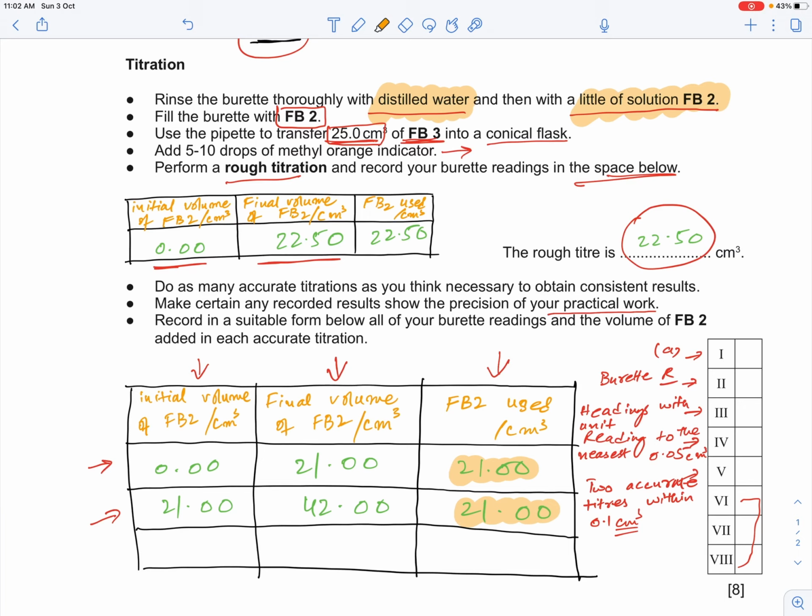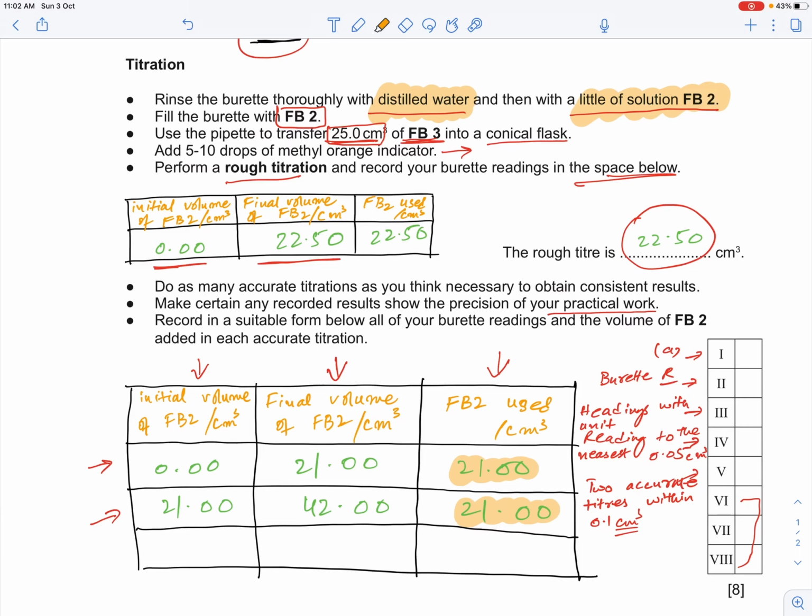So if you get the same results, or results which are within 0.05 cm cube or within 0.1 cm cube, then you don't have to repeat the titration a third time, right? You just need two titrations which have a difference of around 0.05 or 0.1, or they are the same. So I got the same results in both titrations, so I haven't performed any third titration, right?